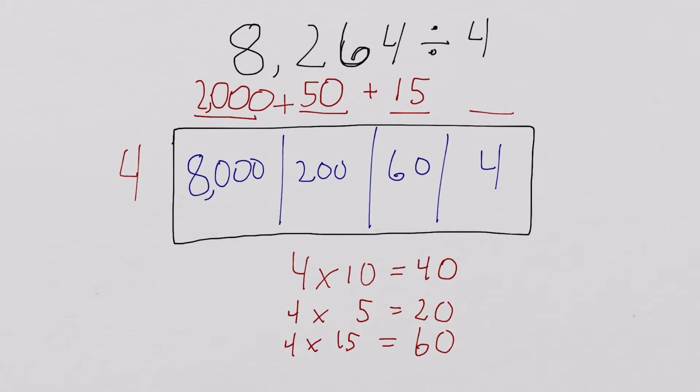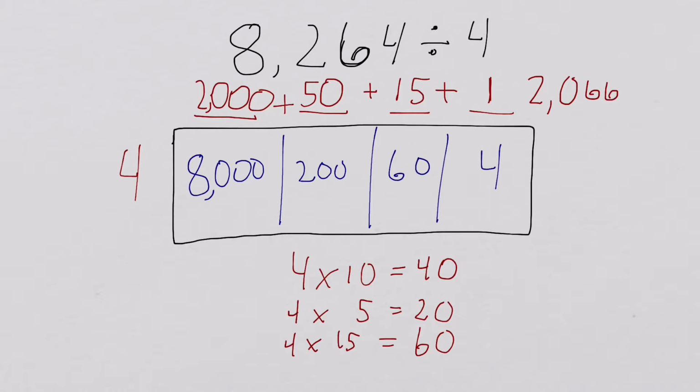And then lastly, easiest one, 4 times what gets us 4? Well, 4 times 1 is 4. So if we divided 8,264 into 4 equal groups, meaning we're dividing it by 4, our answer is going to be the sum of these 4 numbers, which ends up being 2,066.